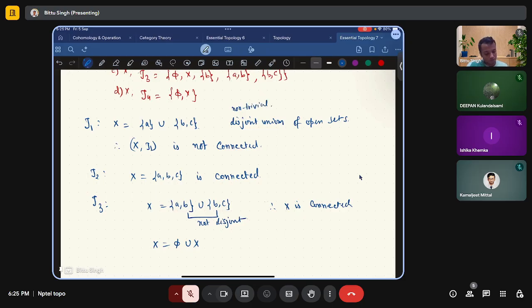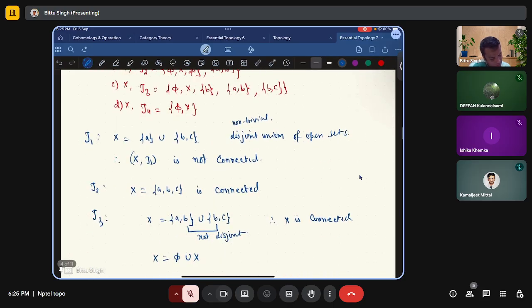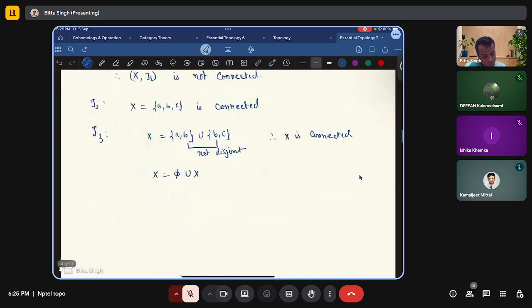So all those are connected, right? This is connected, you cannot break. This is also connected. This is also connected. You cannot break X into two disjoint non-trivial open sets.